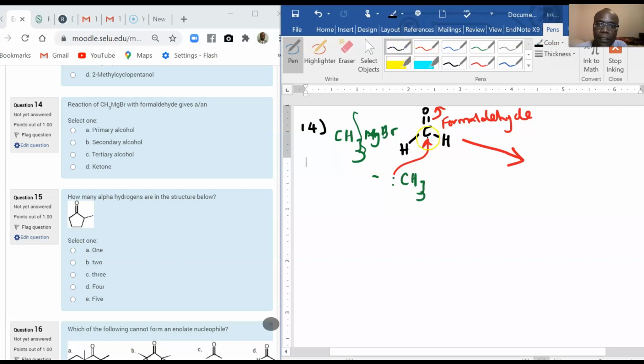So you attack the carbon, the pi bond opens up, so you get O minus. Here you had 2 lone pairs. After donating the pi bond that opened up, you're going to have 3 lone pairs. The hydrogens are still there, and the methyl is added.